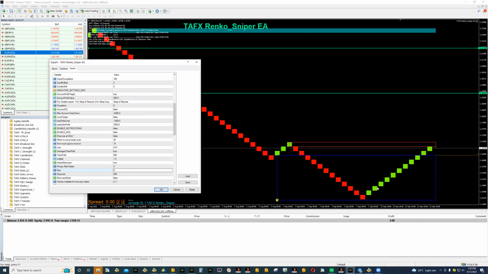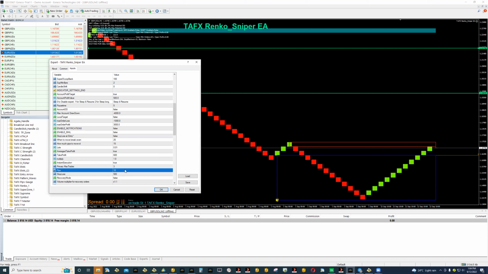pips. So the first trade will enter here, then the next position will enter after 5 pips, and the next position again will enter after 5 pips, because that is the gap. If you set 10 pips here and the primary max trade is 3, it will pick only 1 trade first. Then the second position will enter after 10 pips. If the market continues going in your direction, the third position will also enter after 10 pips.